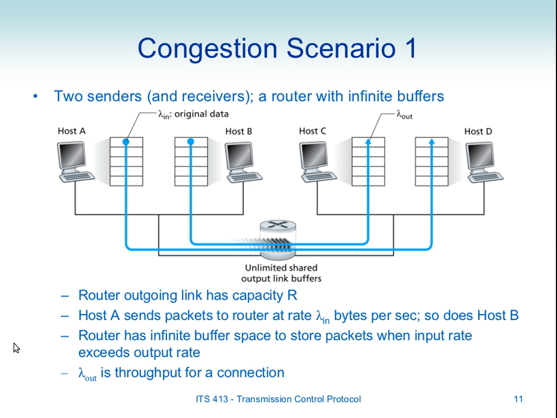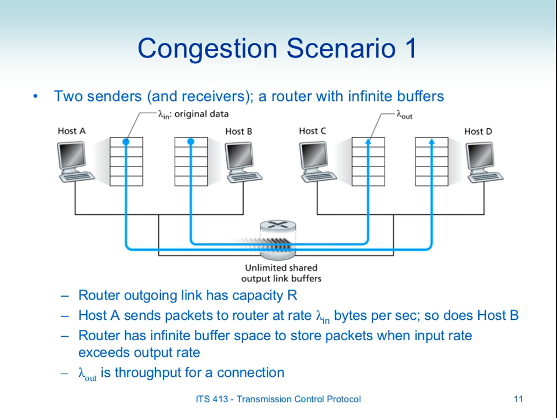Last slide. A quick example of a scenario where congestion occurs. Here's a router. There are two hosts connected into the router and two destination hosts, C and D. If we look at data going from left to right, the outgoing link of the router has a capacity of R units.